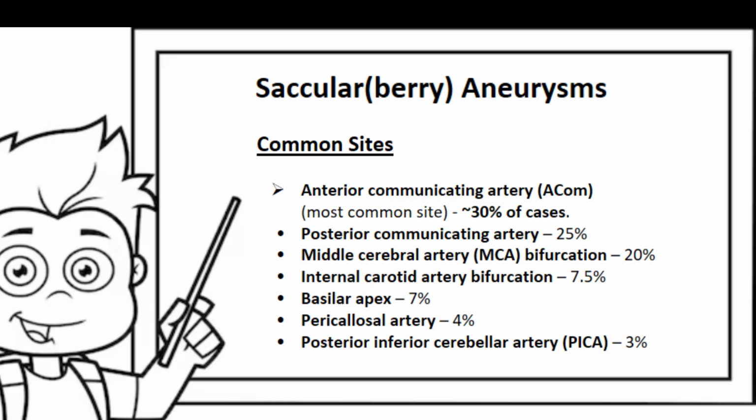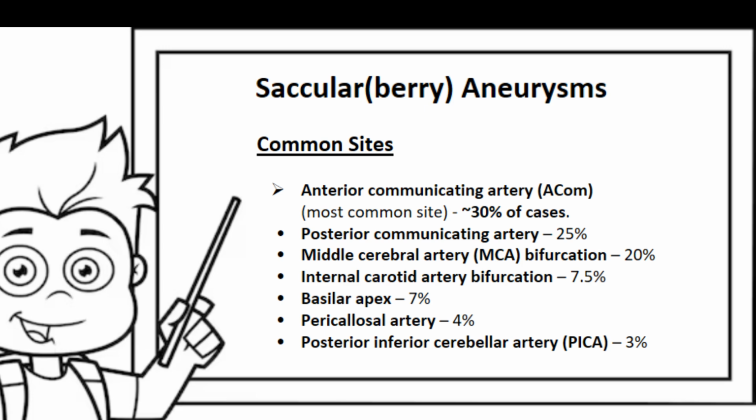Following that, we have the posterior communicating artery which accounts for 25%, the middle cerebral artery bifurcation which accounts for 20%, the internal carotid artery bifurcation which accounts for 7.5%, the basilar apex which accounts for 7%, the pericallosal artery which accounts for 4%, and the posterior inferior cerebellar artery which accounts for 3%.